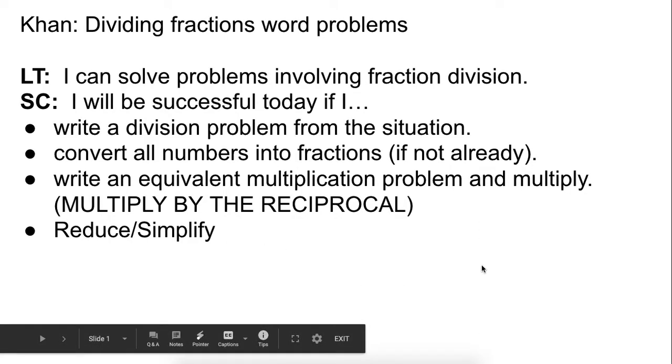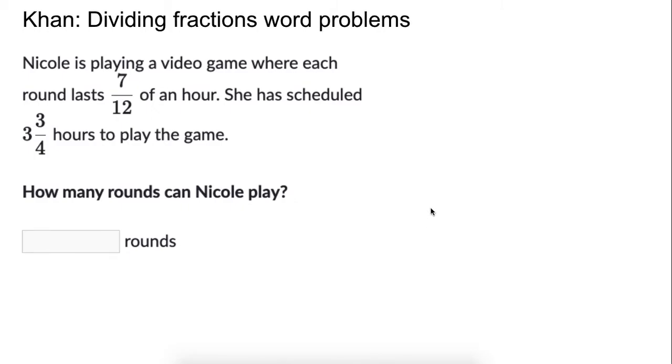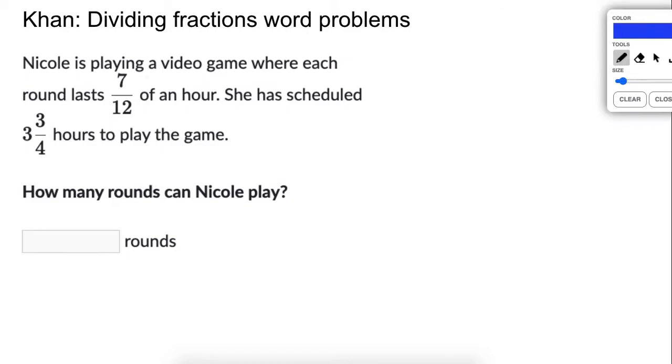Let's go ahead and look at our first one here. So Nicole is playing a video game where each round lasts 7/12 of an hour. She is scheduled for 3 3/4 hours to play the game. How many hours can Nicole play? Or how many rounds can Nicole play?